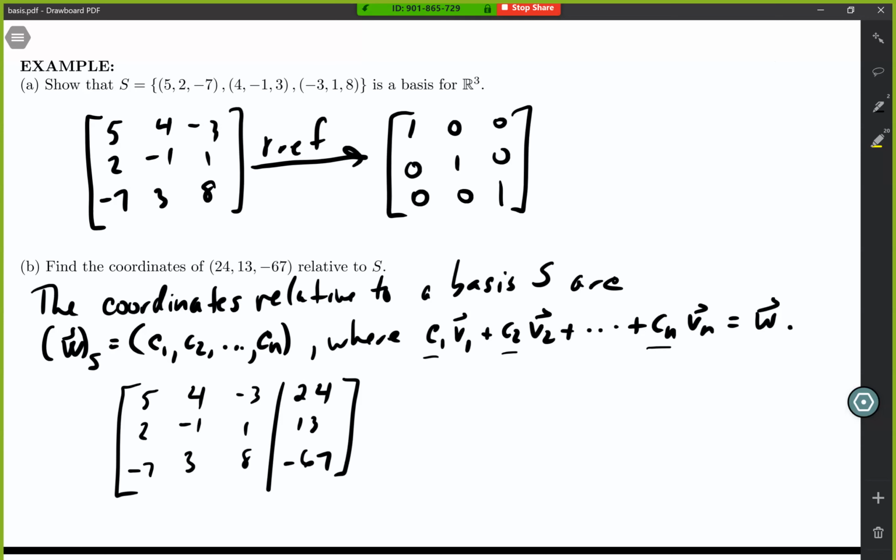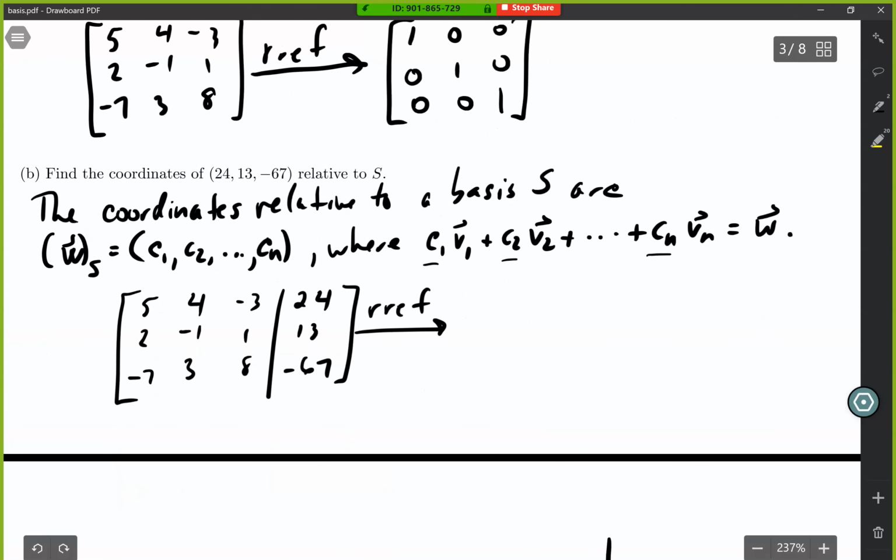Think about why this is the case, how we could come up with this particular system. Notice when you take C1 times V1, it would be C1 times the first component. When you take C2 times V2, you get a C2 times the second component. When you take C3 times V3, you would get C3 times the third component. And you want it to equal that first component in this vector. So that's how we're getting that first equation, and so on down the line. So again, then we would take the reduced row echelon form and row reduce. So those numbers are 24, 13, and 67.